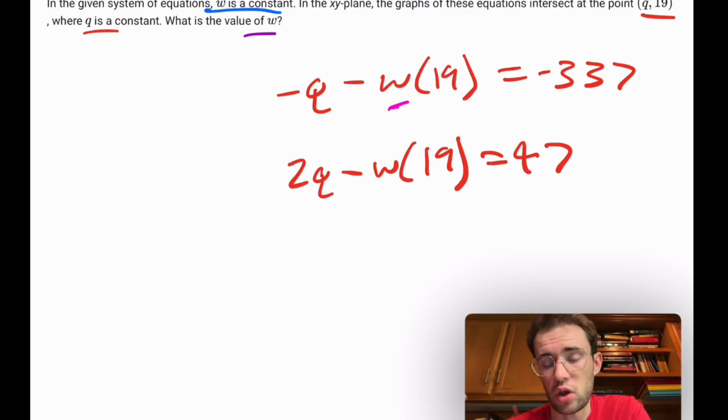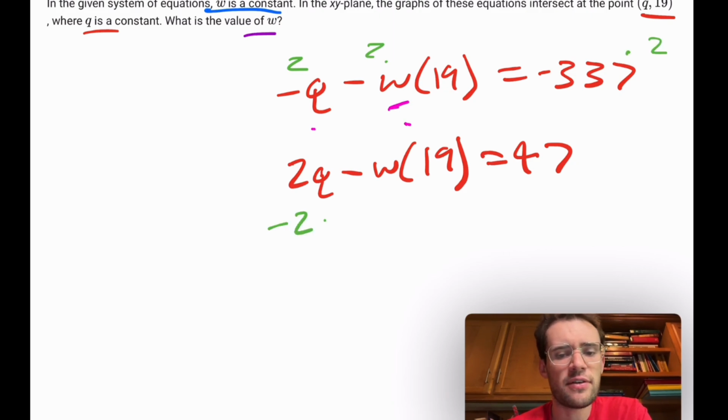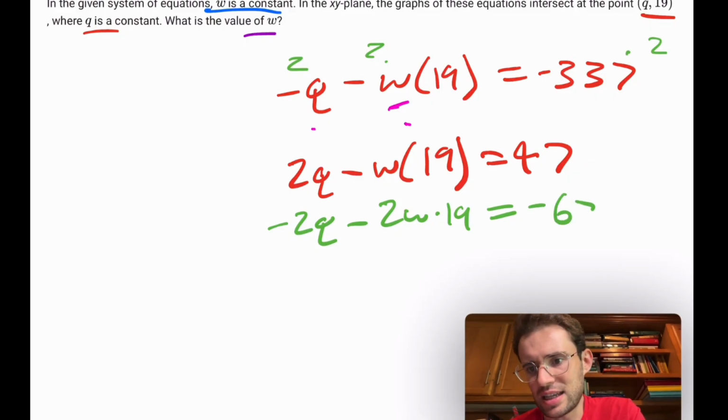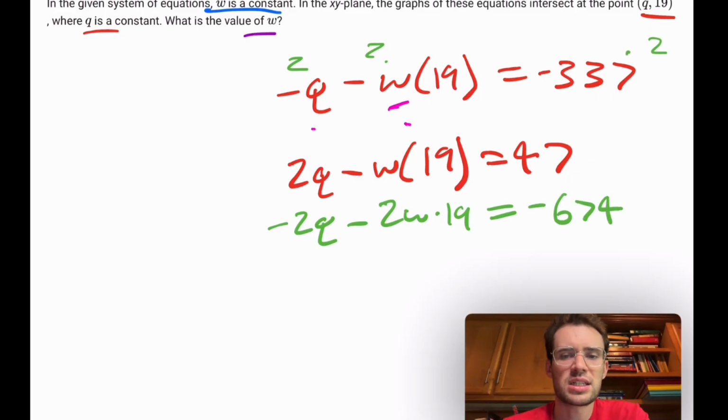We have a negative q, so think of it as a negative 1q in the first equation. So we can just multiply every term in this first equation by positive 2. On the left side and the right side, that gives us negative 2q minus 2w times 19, which we could simplify, and then negative 337 times 2 would give us negative 674.